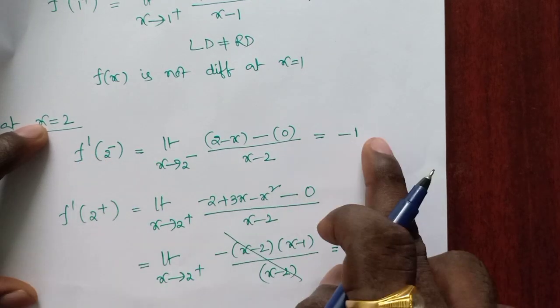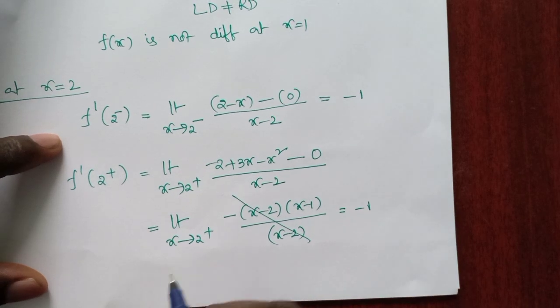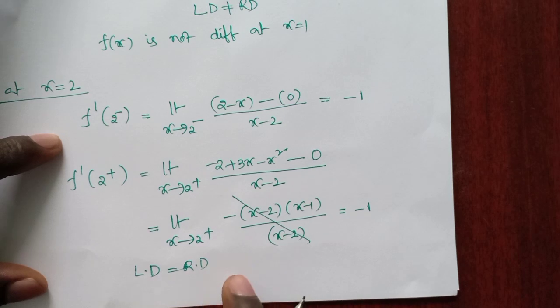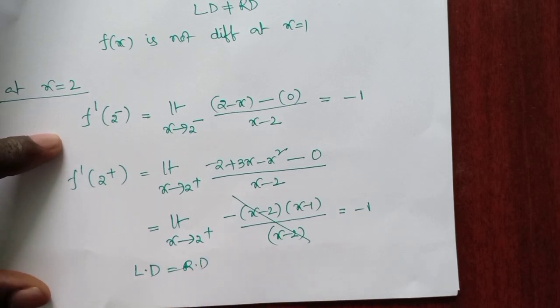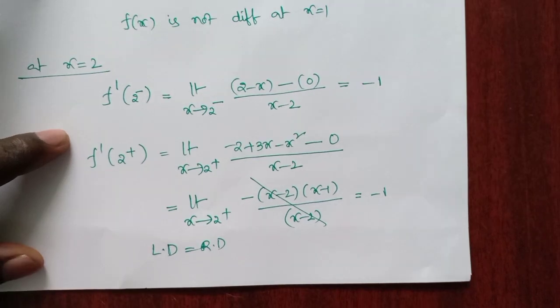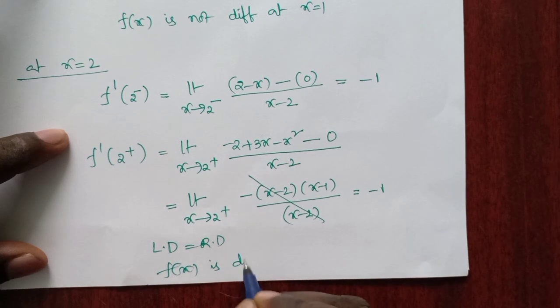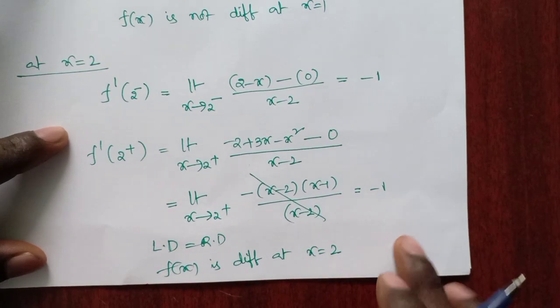See, the left derivative is minus 1 and right derivative is minus 1. So clearly left derivative is equal to right derivative, so the function is differentiable at x equal to 2. So f of x is differentiable at x equal to 2.